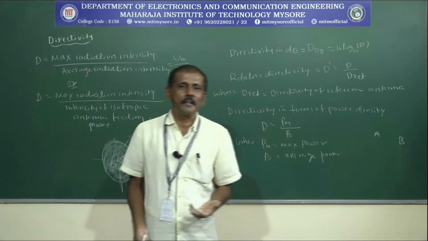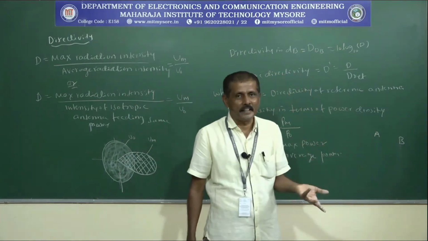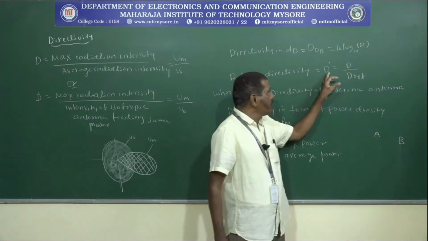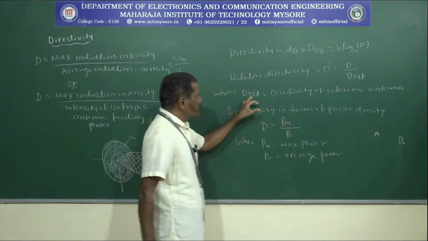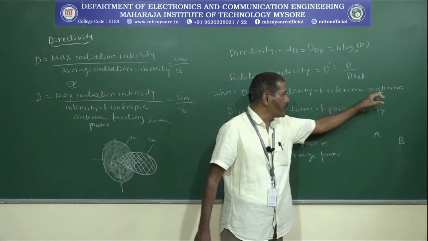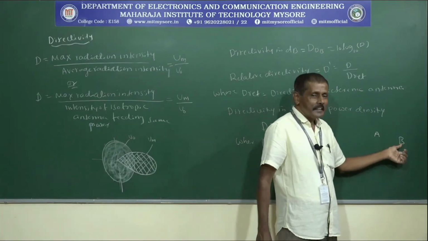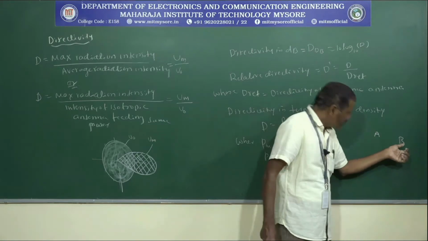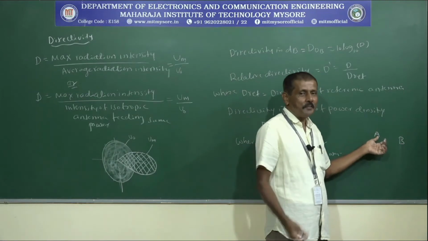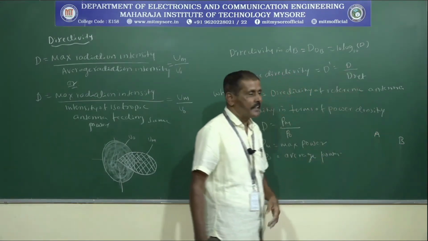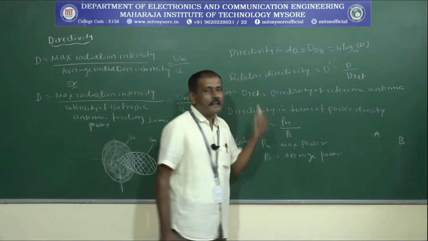What that relative directivity is indicating, related to this particular antenna, is how your antenna radiates. Relative directivity is D dash, which is equal to D divided by D reference, where D reference is the directivity of the reference antenna. That is to say, B is your reference antenna, and A is the antenna you are testing, whose directivity is D. Then D divided by D reference is what you call the relative directivity.